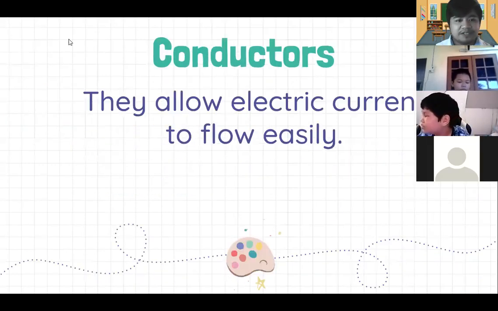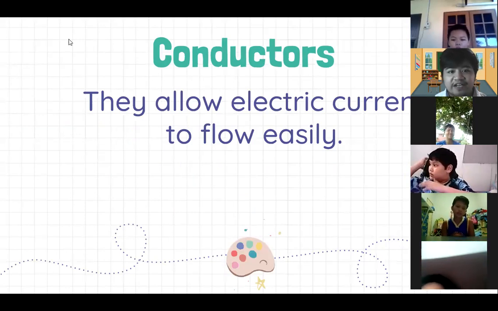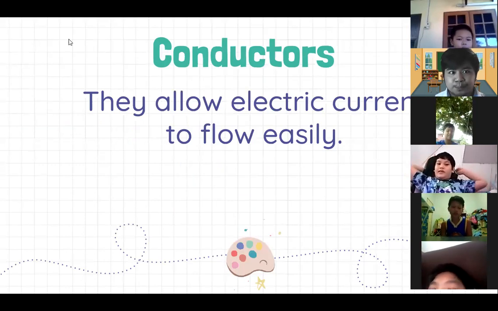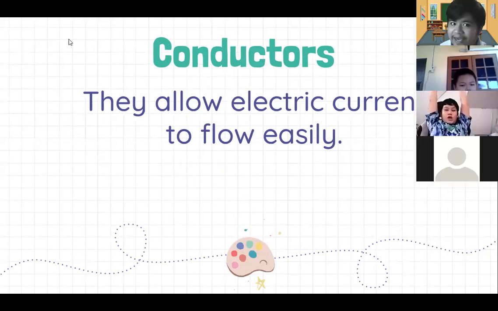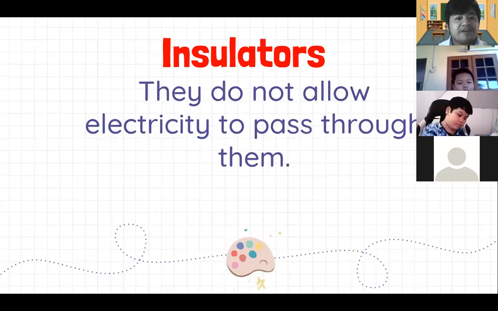So conductors, who wants to read? Okay, none. So for conductors, they allow electric current to flow easily. This will be discussed further later on. For insulators, they do not allow electricity to pass through them.